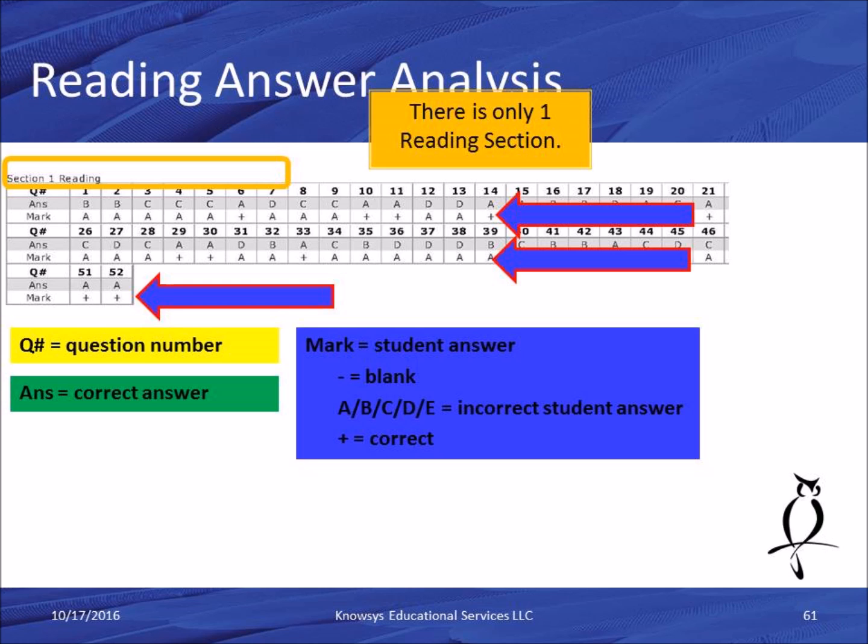And the third row is the mark, and that is a plus if you got it correct, a letter if you put a letter that was the wrong one, and then a dash if you left it blank. And of course you should have no dashes because you want to leave nothing blank.